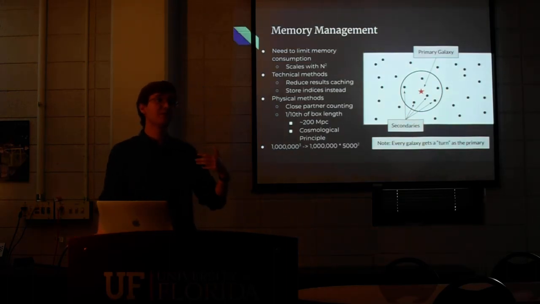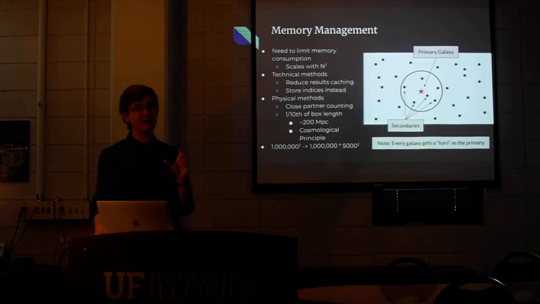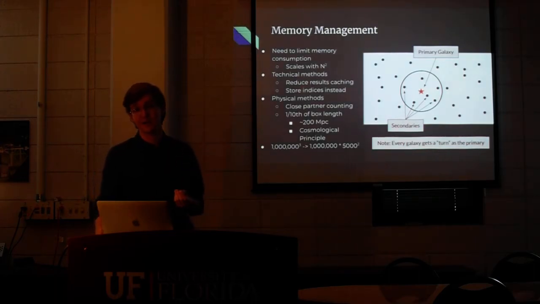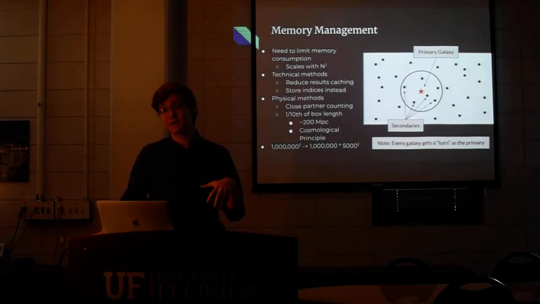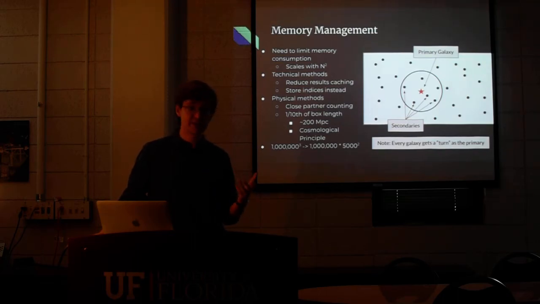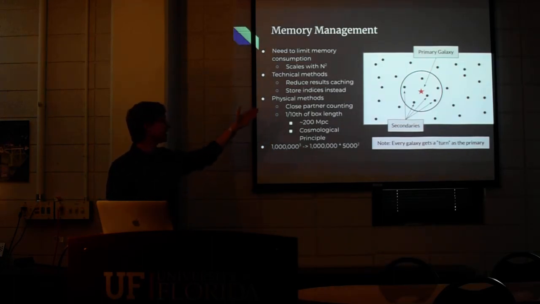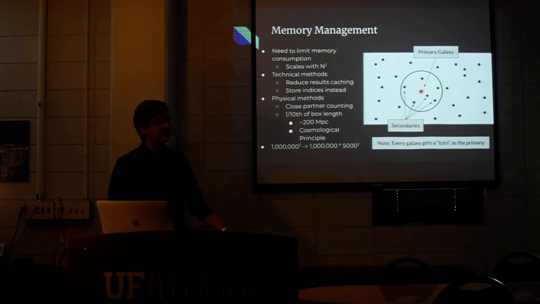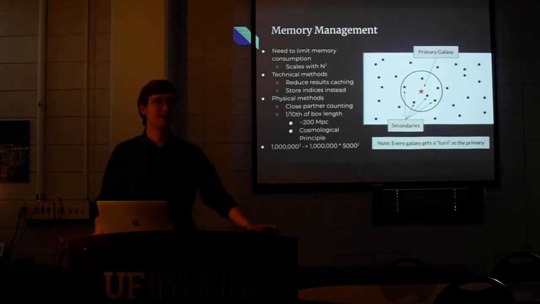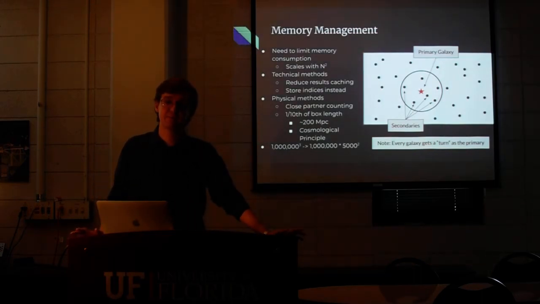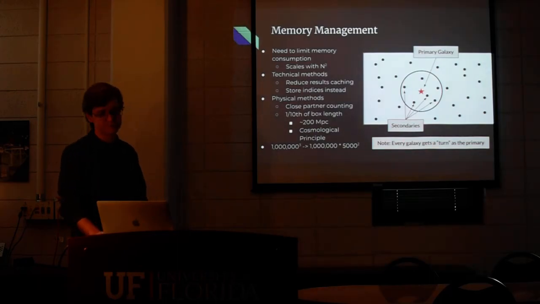That means that we can focus our efforts only on galaxies within about 1/10 of the box length of our primary. That cuts down a whole lot on the number of galaxies we actually have to calculate and makes our program a lot faster to run, because instead of a 1 million cubed problem, we have a 1 million by 5,000 squared problem. We can see a schematic of what this looks like on this slide, but we're only counting partners inside of that circle.